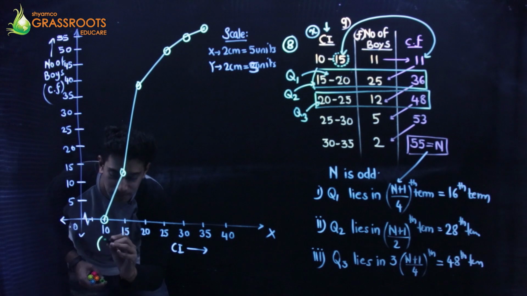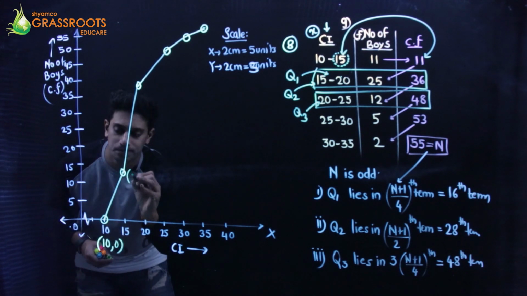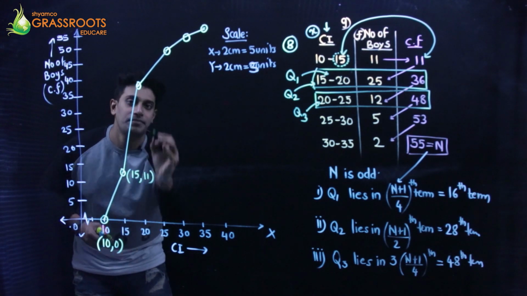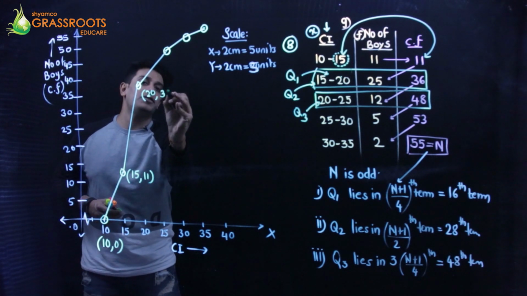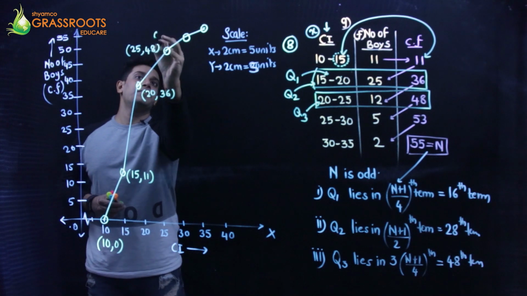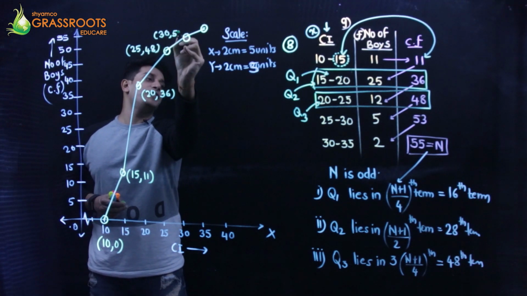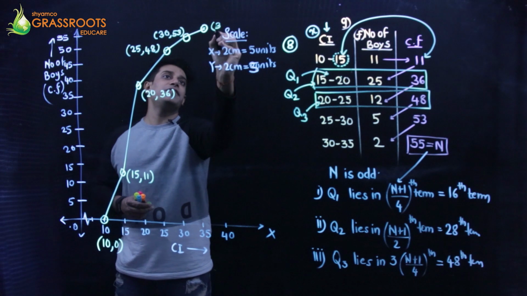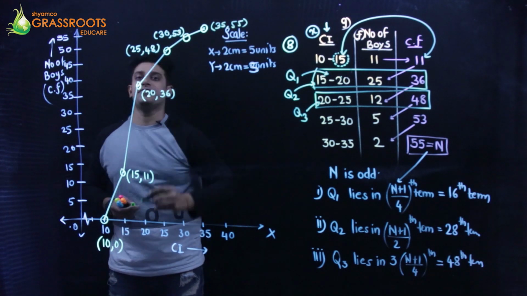Write down the coordinates. 10, 0, 15, 11, 20, 36, 25, 48, 30, 53, and 35, 55.